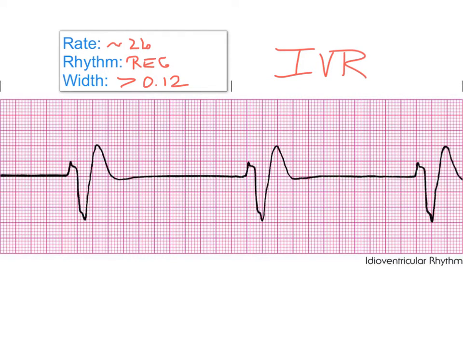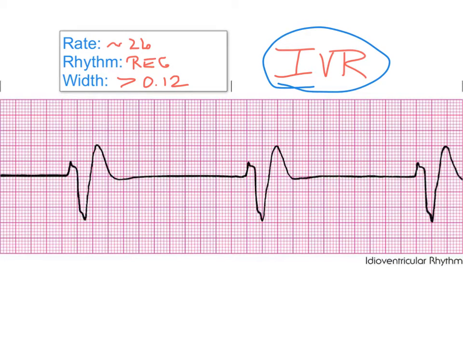If you look at this rhythm, you notice there's no P waves. You really notice there's no narrow complex QRS, so it's really not coming out of the atrium. So you know that it's a ventricular in nature rhythm. I wrote at the top already that the rate's approximately 26. I did the measurement for you. The rhythm is regular. The width is greater than 0.12. So this is actually, if you look at it, an idioventricular rhythm.